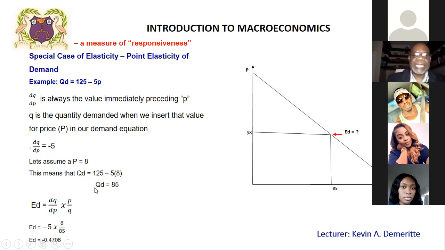Now we have everything we need to just plug into our formula. The dQ/dP we said is -5, so we plug that in. P is 8, we plug the 8 in. Q we worked out to be 85, so we plug that in. Somebody with a calculator, please. What is 8 divided by 85? And don't lose the result, don't clear the result out of your calculator. 0.0941. And then multiply that by 5. 0.4706. Yeah, all right, so that's it.